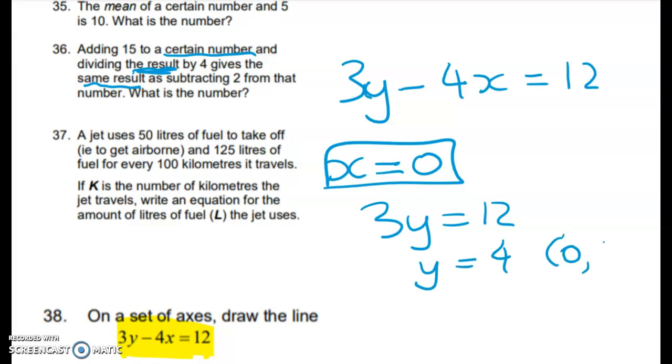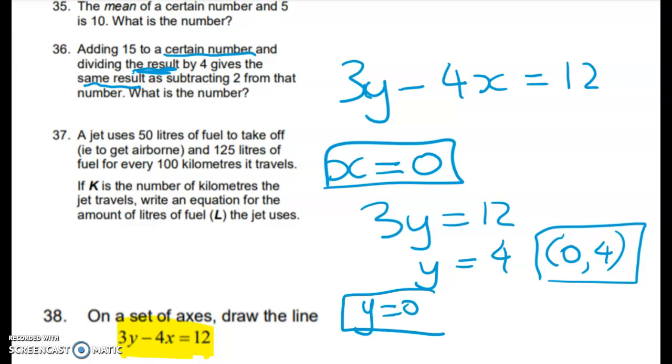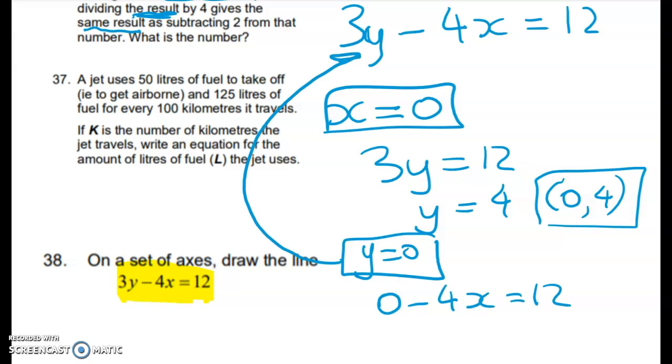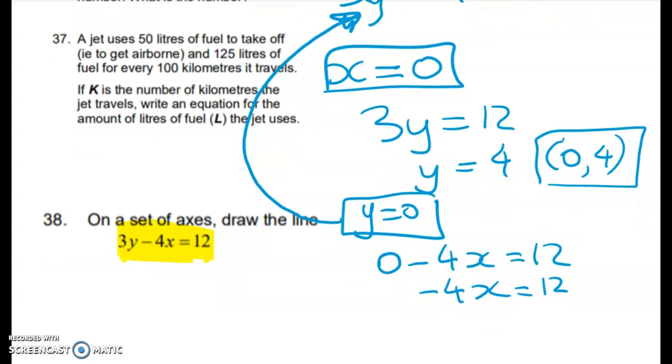So that means that the point 0, 4 is on my graph, and that's going to be the y-intercept. Now we can do the same thing when y equals 0. So when y equals 0, I'm going to cover up this, and I'm left with negative 4x equals 12. But let's do it nicely. So we've got 0 minus 4x equals 12, substituting that y value into here. Negative 4x equals 12 gives me x equal to negative 3. So the x-intercept is going to be at negative 3, 0.